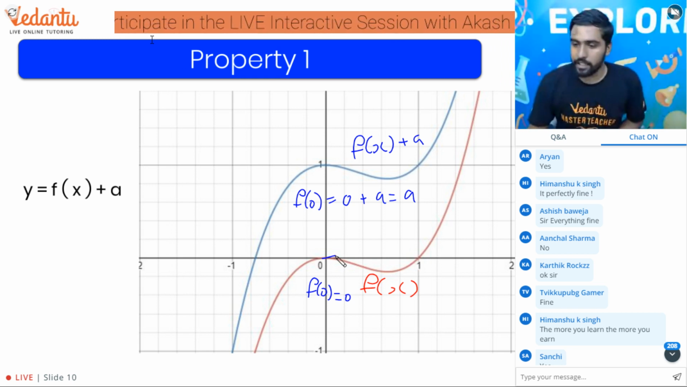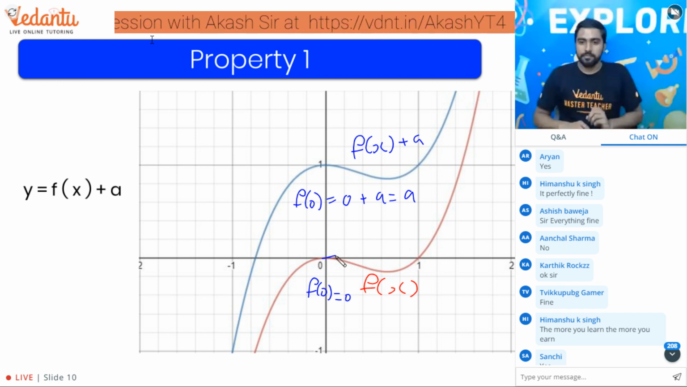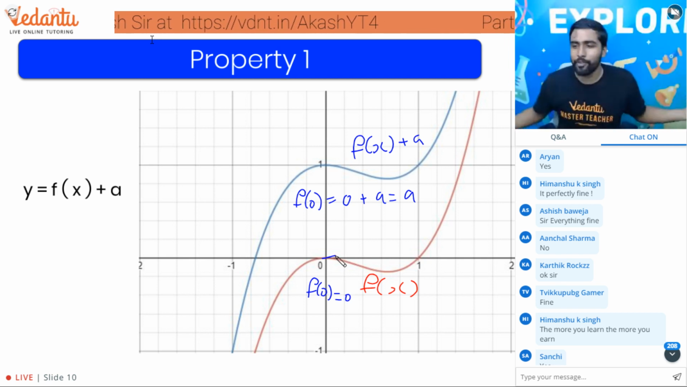So this is a simple question. I'm just giving you 30 seconds. Try to solve this one. Graph of cos x. Come on, guys.